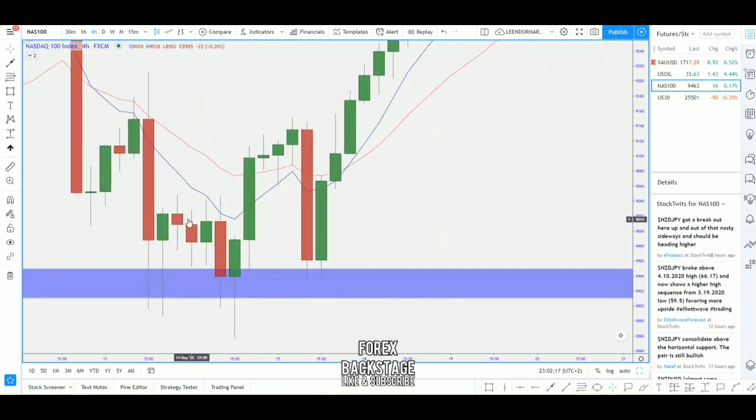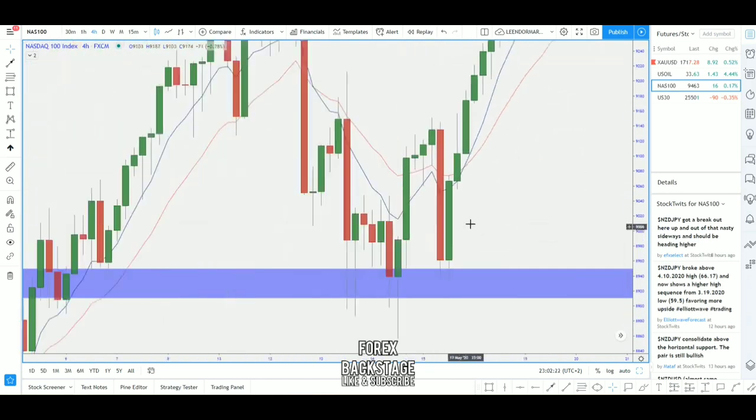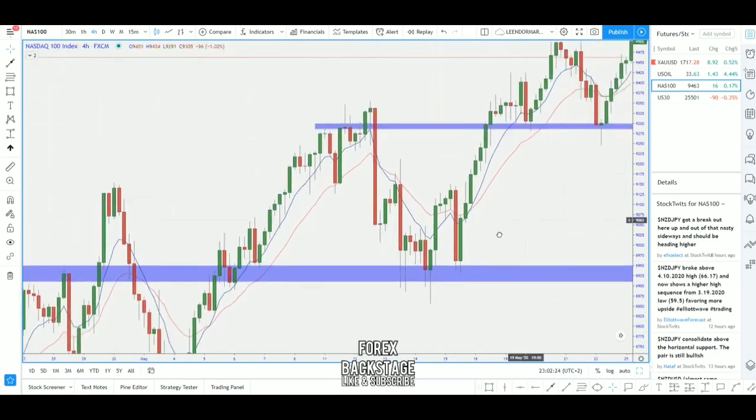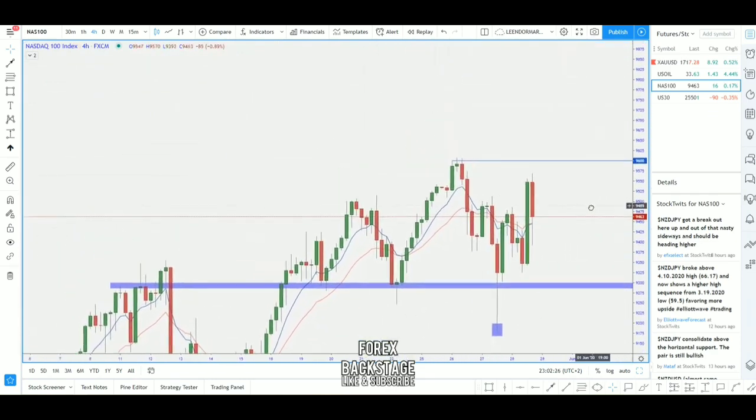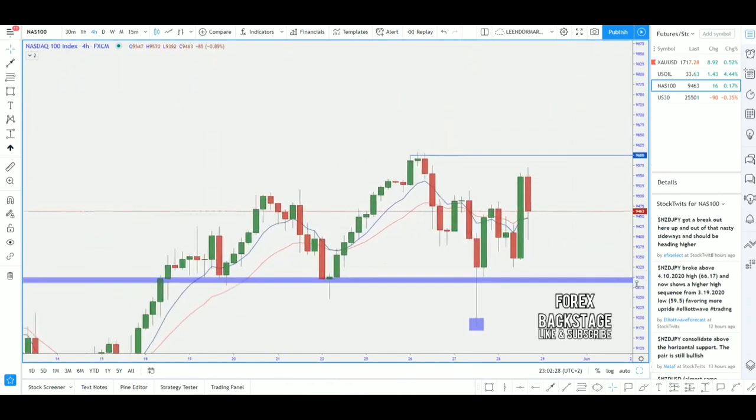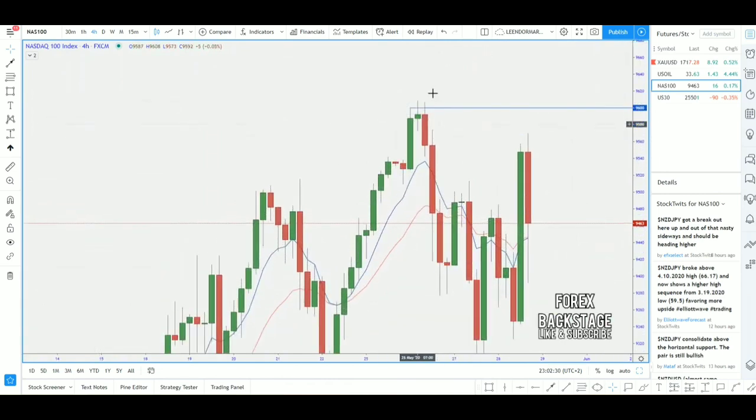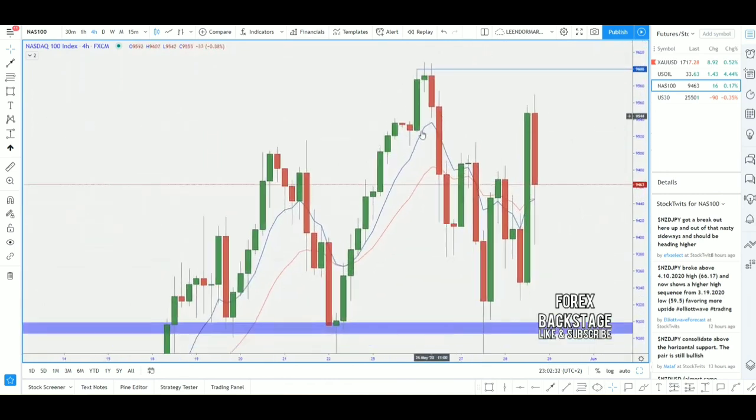You did have a spinning top at that level. You do have a hammer again, and then the market just pushes up. So these formations do happen either at support or resistance levels. Look at that. You do have a doji pattern at resistance that the market started crumbling to the downside.